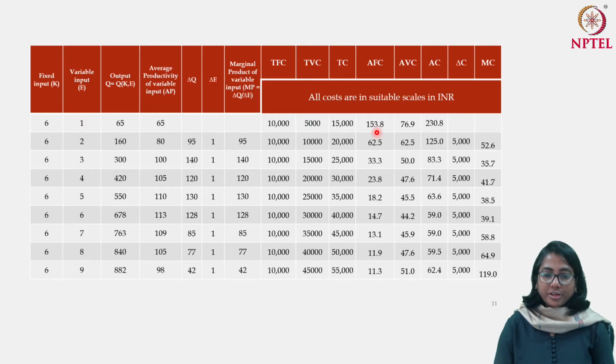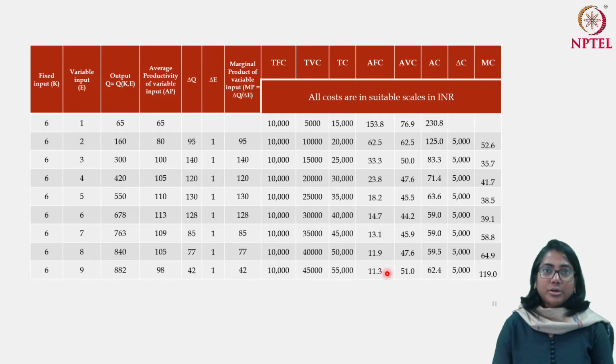We are getting the average fixed cost by dividing the total fixed cost by the units of production. So 153.8, this value for average fixed cost, is actually 10,000 divided by 65. When you see 11 and 11.3, this is nothing but 10,000 divided by 882. So if you look at the shape of the average fixed cost curve, you will see that the value of average fixed cost is continuously falling as the production is increasing.